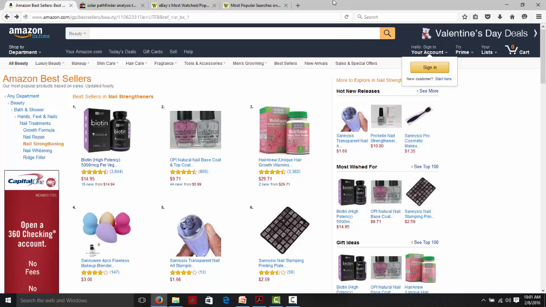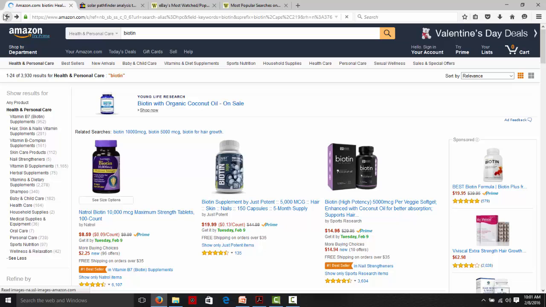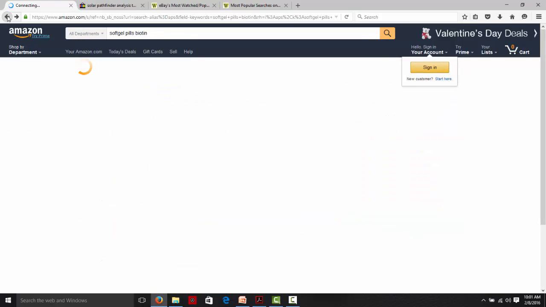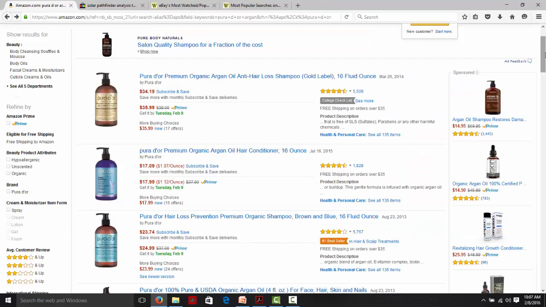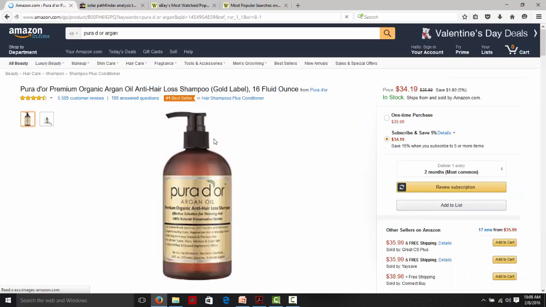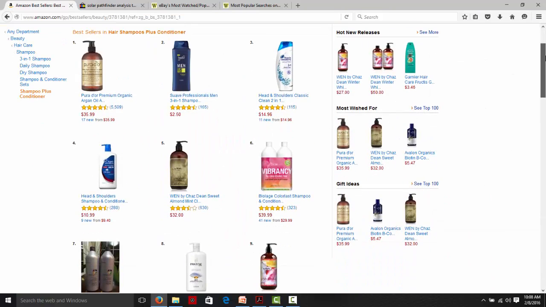So taking our first product that came up in the search, the premium organic oil anti-hair loss, which is this one right here, if you click on the bestseller list, you can check other similar products. The category here is hair shampoos and conditioners.